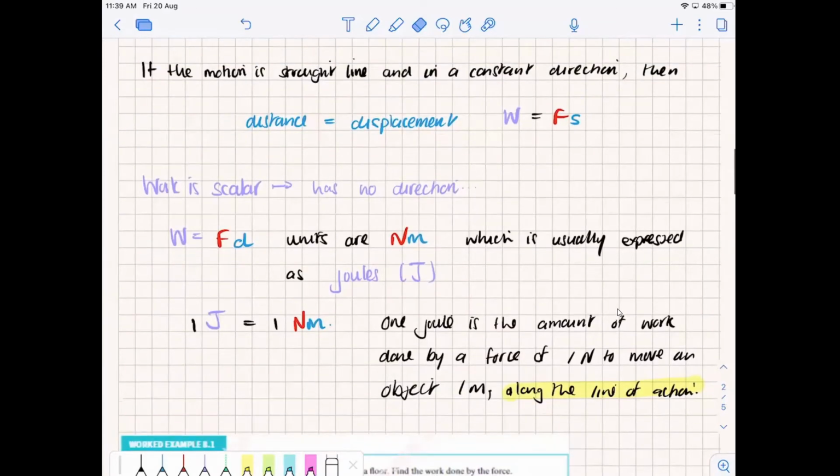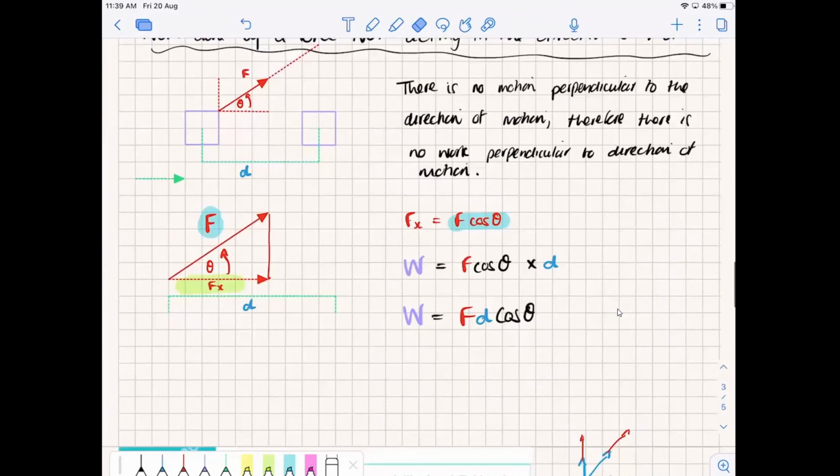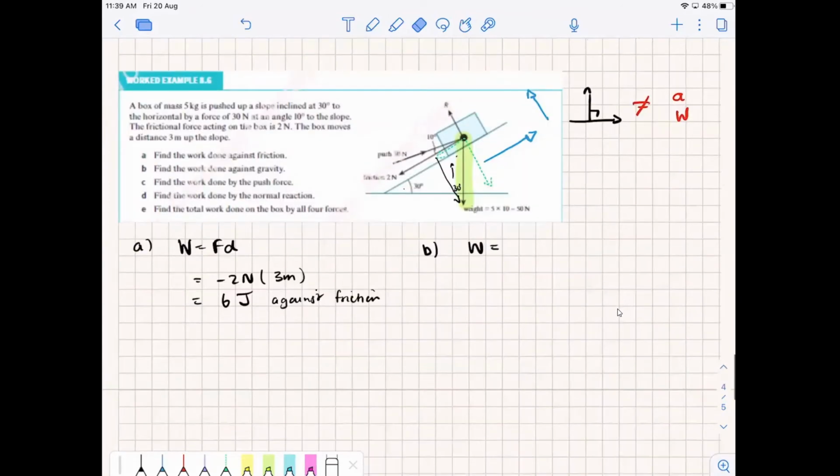Because now I say, when you're calculating work, you always use cos. Okay? You have to consider every problem individually. So always draw your diagram and always consider if it is the adjacent or the opposite side.